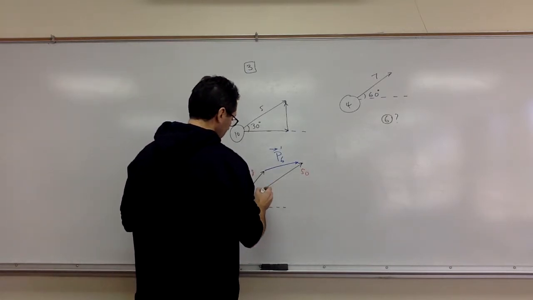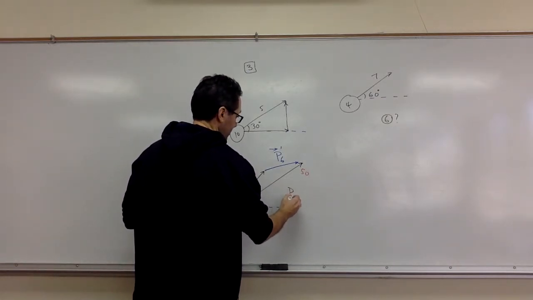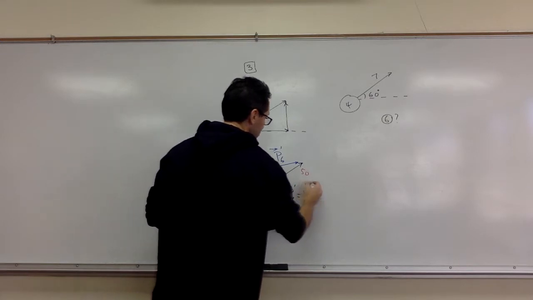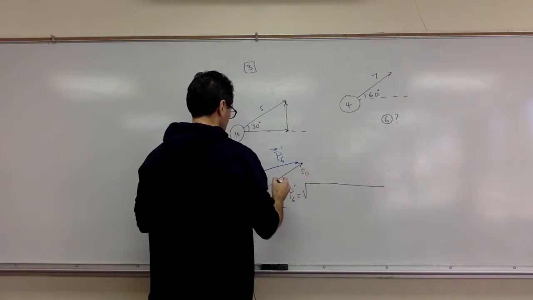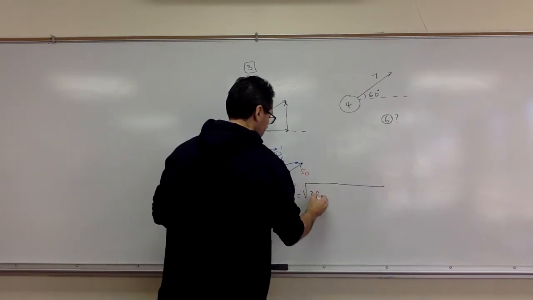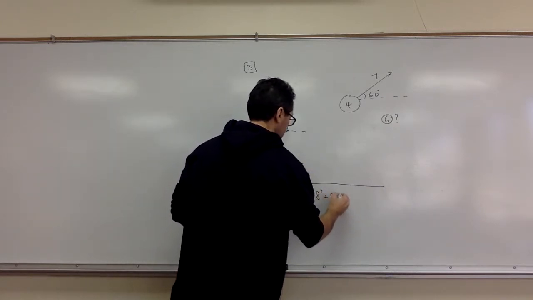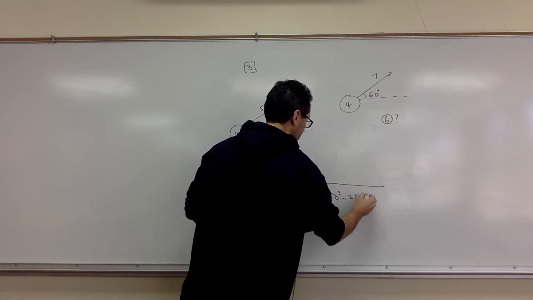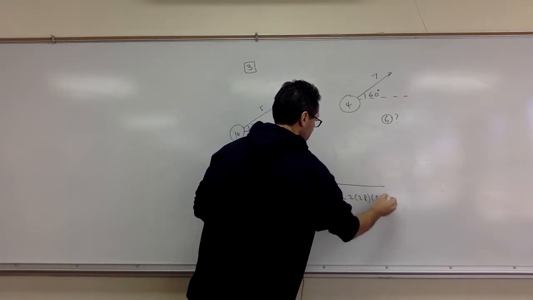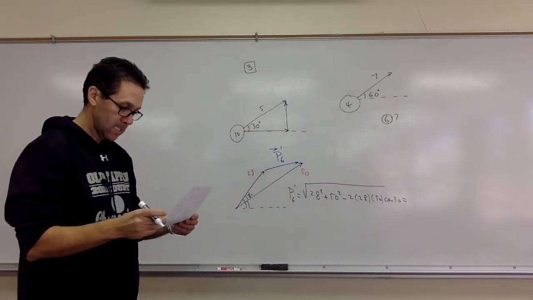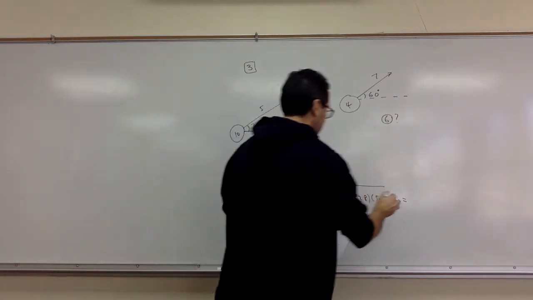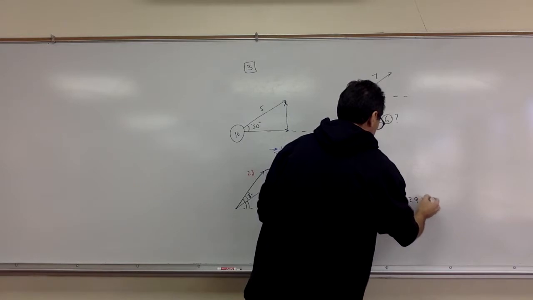So I think if I do law of cosines, I can do P6 prime equals radical of 28 squared plus 50 squared minus 2 times 28 times 50 cosine of 30. And we should get 29.31, just like we found earlier. It's much quicker.